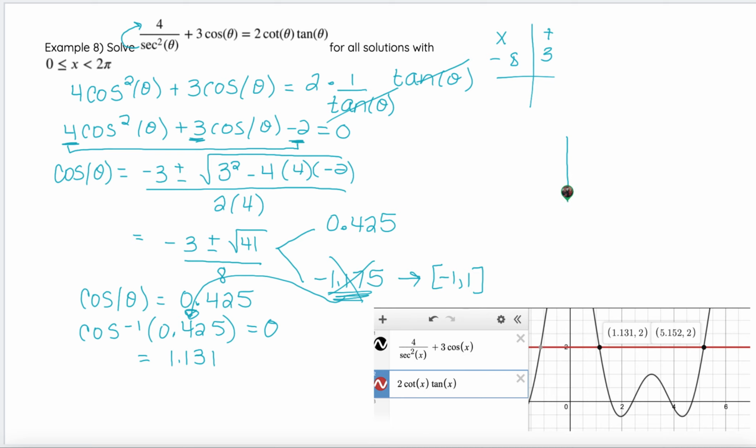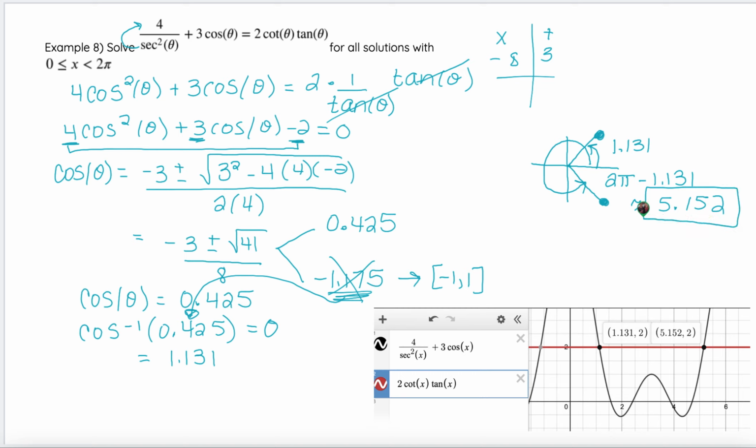But we know, when I'm thinking about where 1.131 is somewhere over here, this is 1.131. Cosine is also positive in our 4th quadrant. So what is this radian value? Which can be found by taking 2 pi minus 1.131, or approximately 5.152. So there's two solutions.